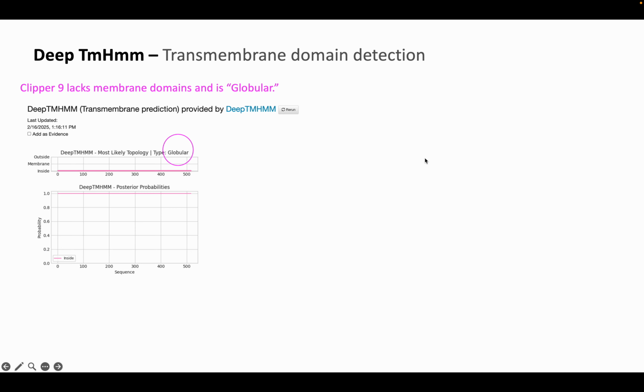So let's look at what that looks like in Pecan. We use the program DeepTMHMM for transmembrane prediction. Here's a protein that is globular, and this little graphic is showing that there are no transmembrane domains. The x-axis shows the sequence down below, and the y-axis shows the probability that parts of that sequence are involved in a transmembrane domain.